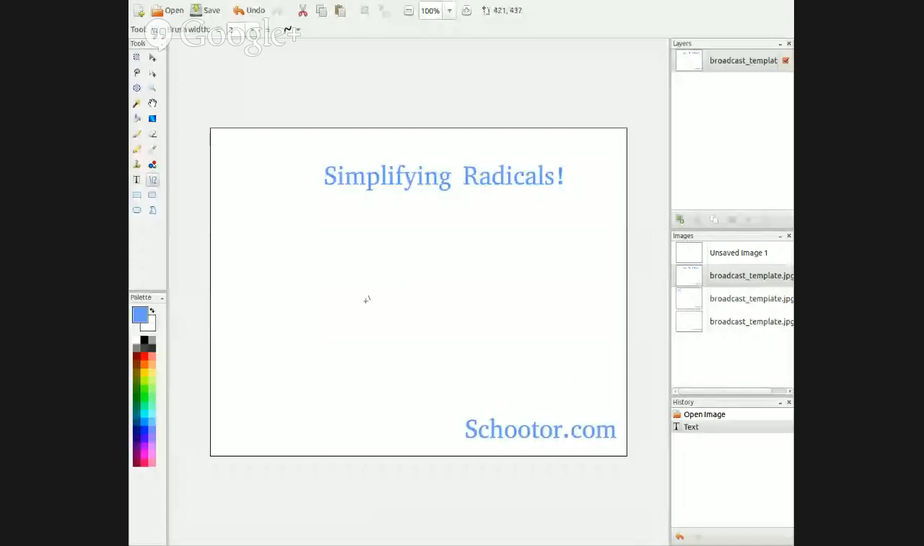So what does simplifying radicals mean? First of all, let's learn what a radical is. A radical is basically anything where we see a square root sign. So if I have the square root of 72, for example, this is called a radical. The part inside the square root sign is called a radicand. And simplifying radicals basically means getting the number inside the square root sign as small as possible.